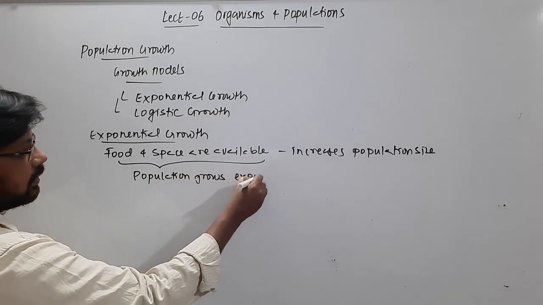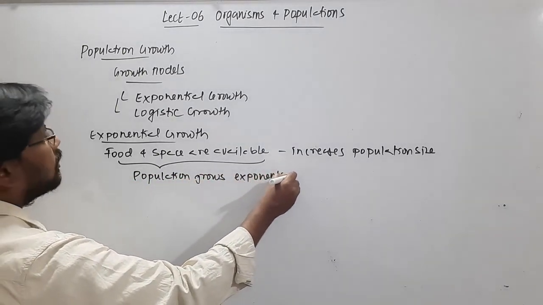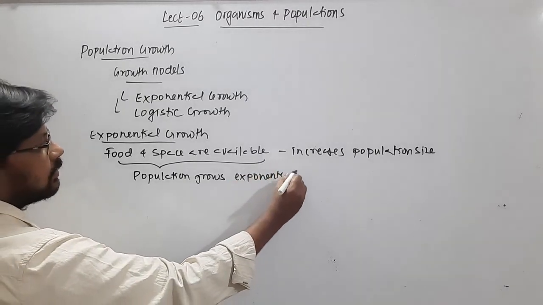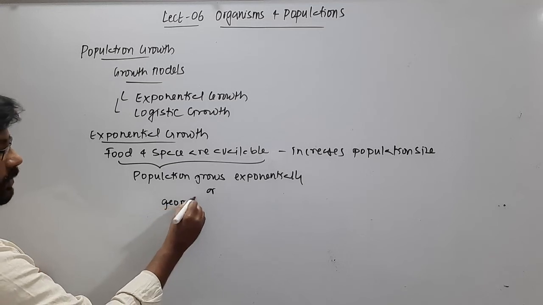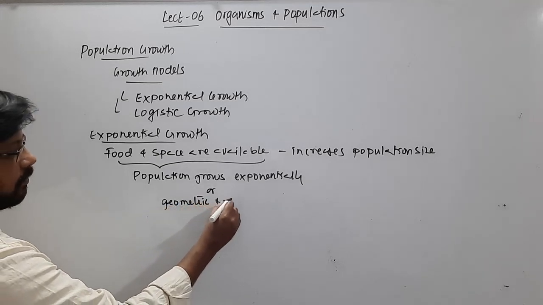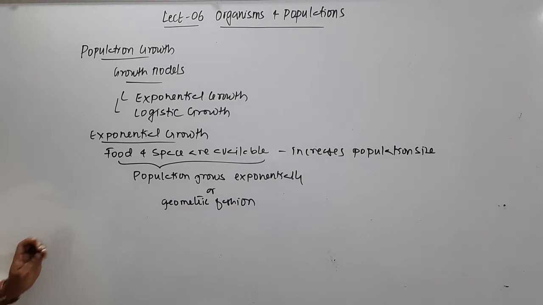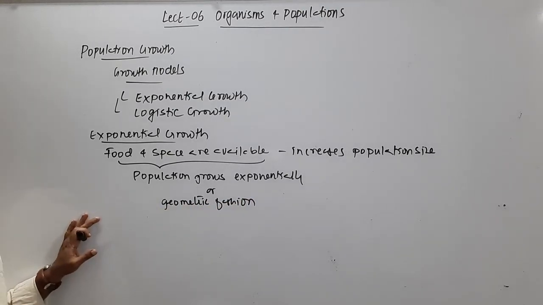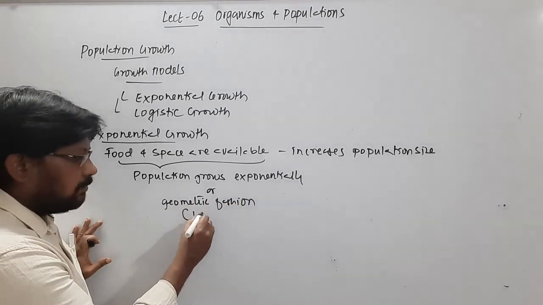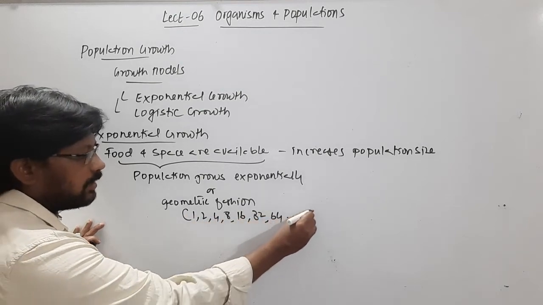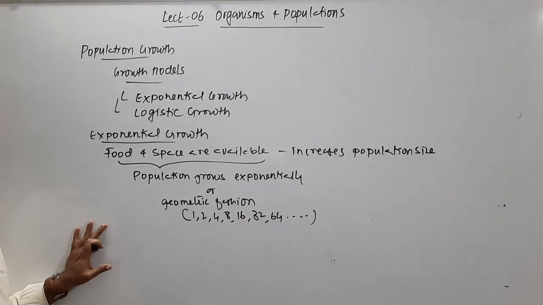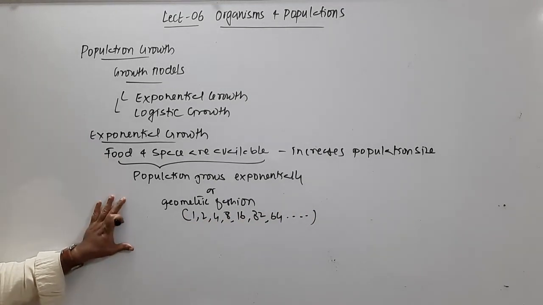It grows exponentially, or in a geometric fashion, which means 1 becoming 2, then 4, 8, 16, 32, 64, and it goes on. You can see every time the number is getting doubled. So it's a geometric fashion, or the exponential growth, what we say here.